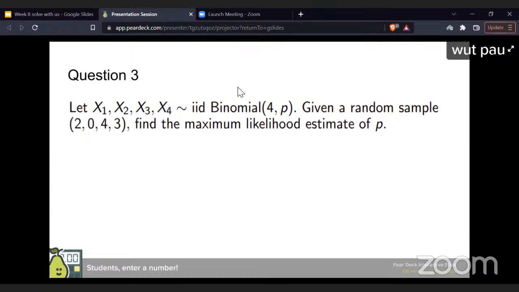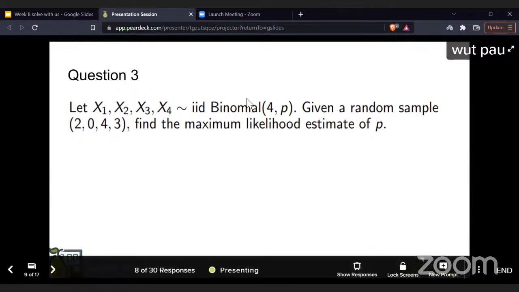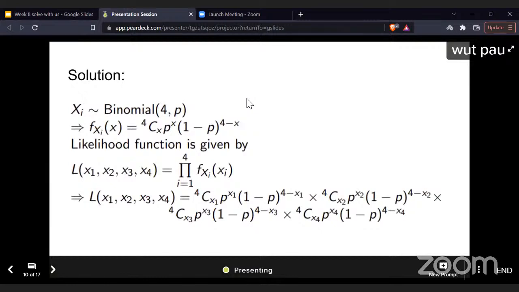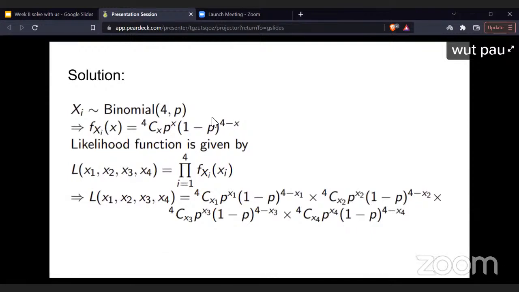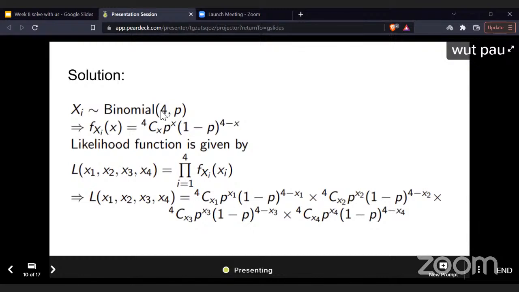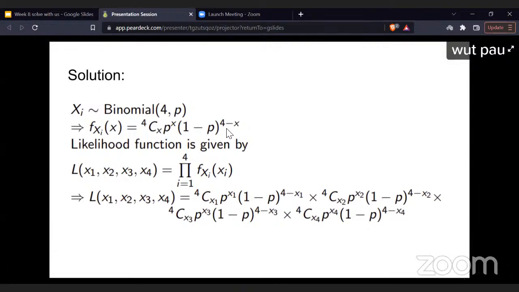We'll first find the likelihood function. We know that the distribution function of the binomial is n choose x, p to the power x, 1 minus p to the power n minus x. Here n was already given to us, that was 4. So the distribution function becomes 4 choose x, p to the power x, 1 minus p to the power 4 minus x. To find the likelihood function, we have to take the product of the distribution function over all the samples that we have.